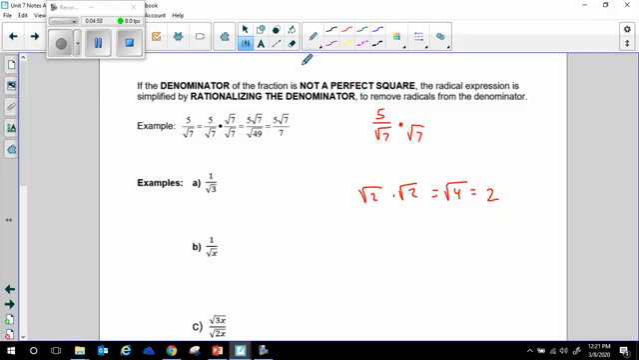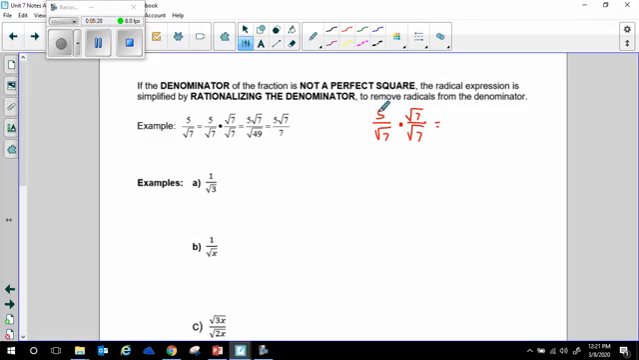However, I have to have an equivalent fraction that I'm multiplying my original fraction by, so I can't just multiply it by the square root of 7. I have to multiply it by 1. So to make that into 1, I'm going to have the square root of 7 divided by the square root of 7. Notice that this fraction right here is 1. 1 times anything is itself. So this fraction will remain the same because I'm multiplying it by 1.